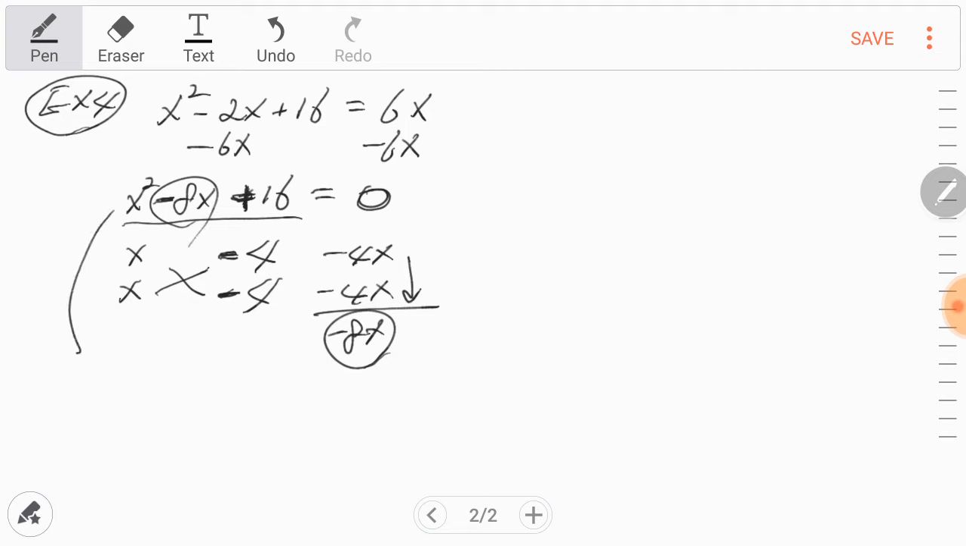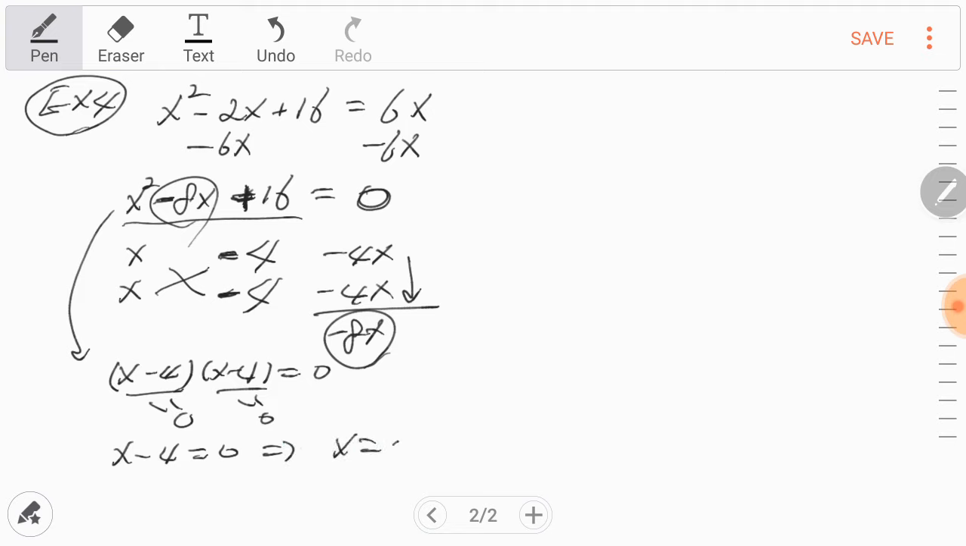So this equation is equal to x minus 4 times x minus 4 is equal to 0. And these two are the same, so anyway, let's set both to zero. Then from the first factor, x minus 4 equals 0, then x equals 4. And from the second one, also x equals 4.